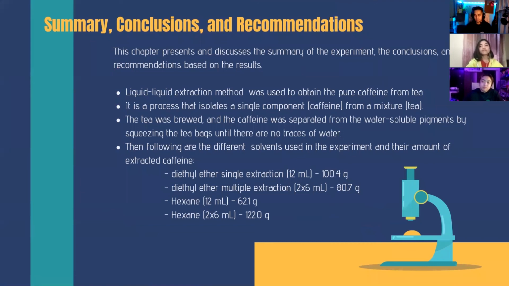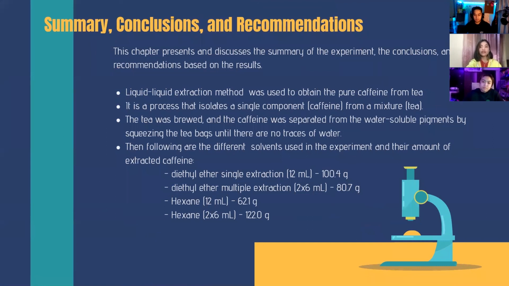In summary, the liquid-liquid extraction method is a process that isolates a single component, which is the caffeine, from a mixture, which is the tea, wherein the tea was brewed and the caffeine was separated from the water-soluble pigments by squeezing the tea bags until there are no traces of water. The following are the different solvents used in the experiment and their amount of extracted caffeine.